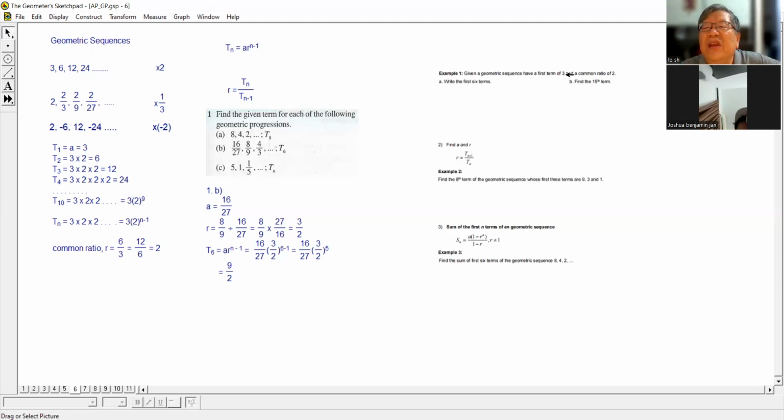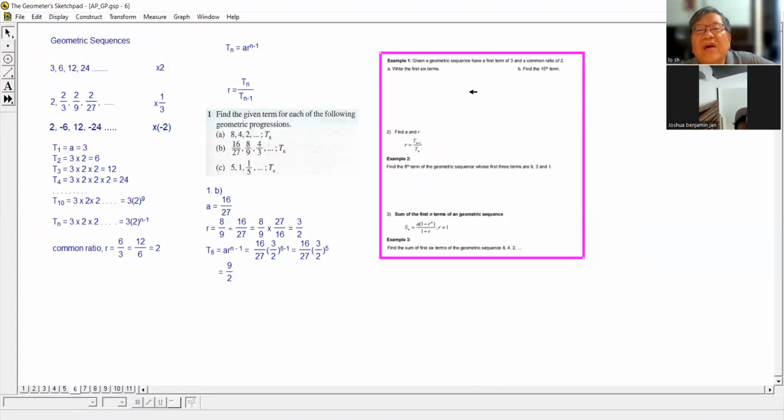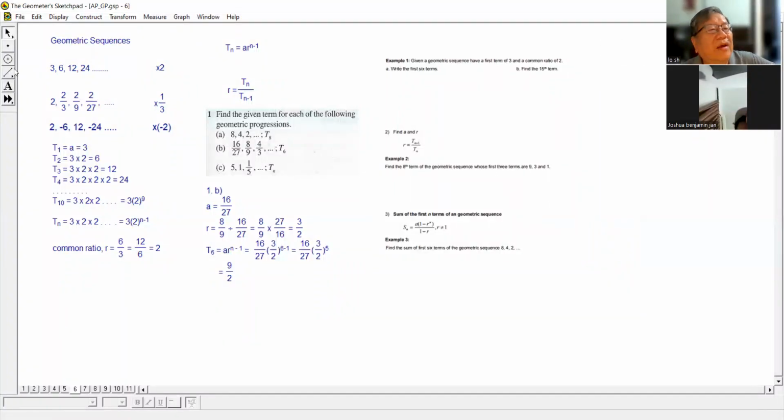Now this question here is given in your lecture notes. You read number 1 and see. Given a geometric sequence with a first term of 3 and a common ratio of 2. Write the first 6 terms. Find the 15th term. Okay, we try the questions given. Number 1.